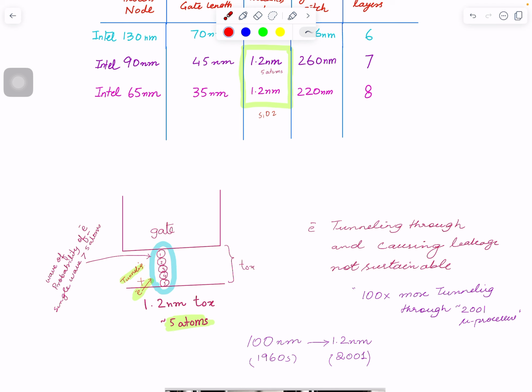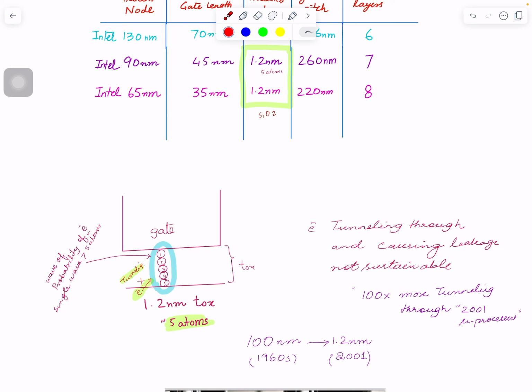The problem that started happening was these electrons which were here started tunneling and being present on the gate. And that current leaking here was a problem for power, for heat. So if you reduce the thickness further, that will increase. So that original idea of an ideal insulator was no longer existing, and it was not possible to bring this thickness further down.